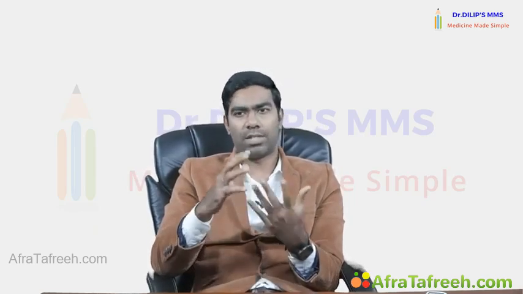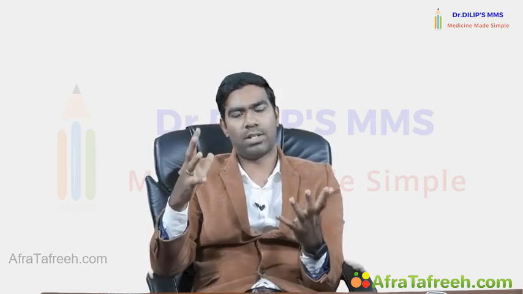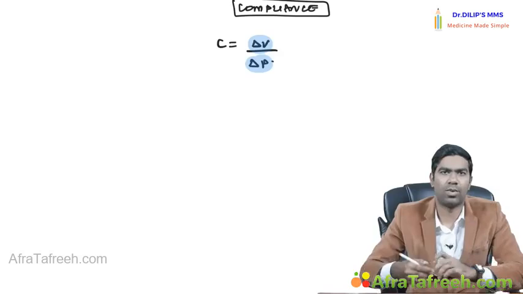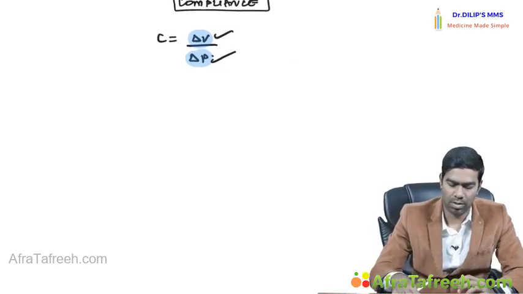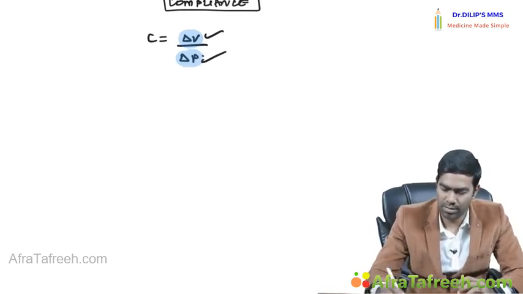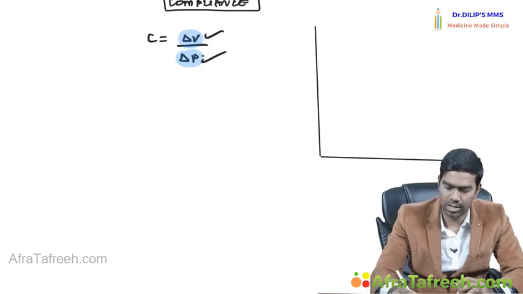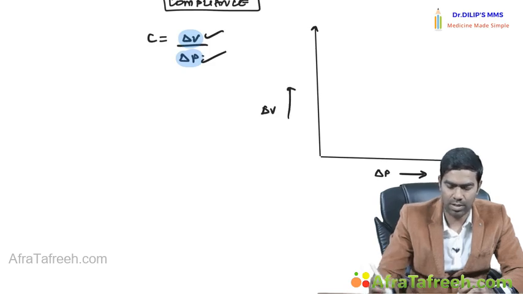Clear? Ability of some substance to expand and to hold its shape and hold its expansion in that position. That's what we call a compliant structure. So that is what we are giving mathematically by this delta V by delta P rule. If you want to put a curve and understand this, what do you mean by compliance? Let us put the change in the pressure in the x-axis and the change in the volume in the y-axis.